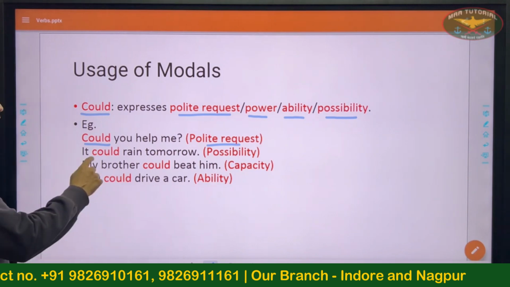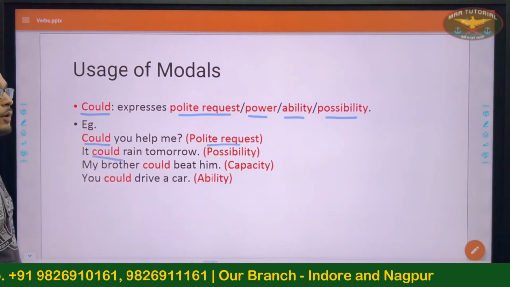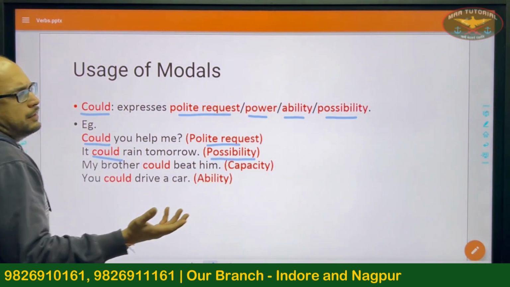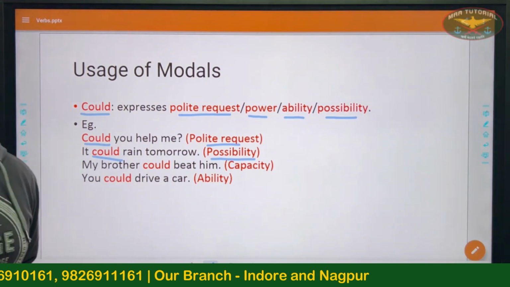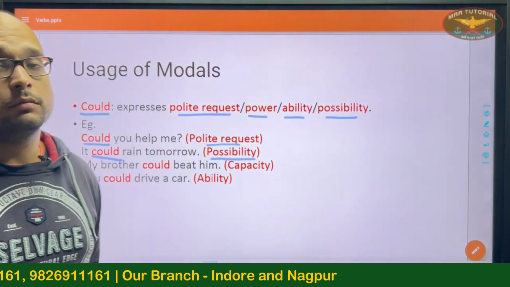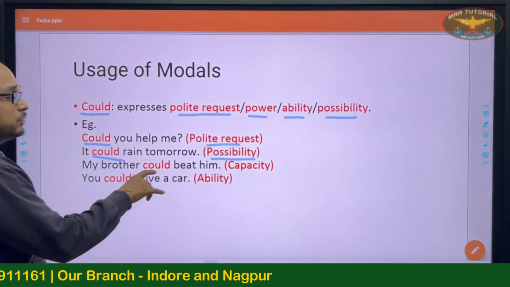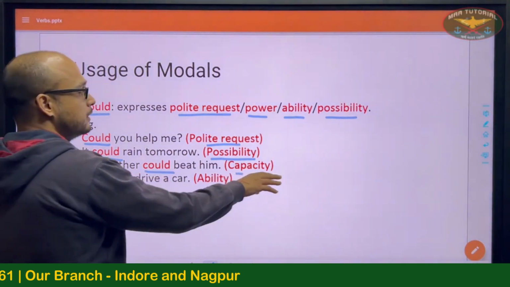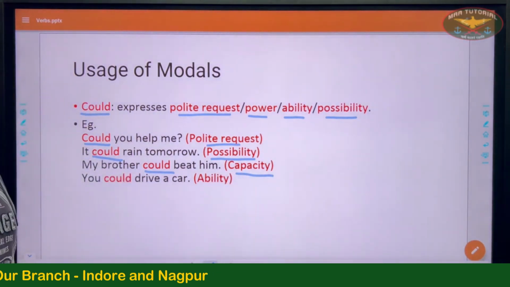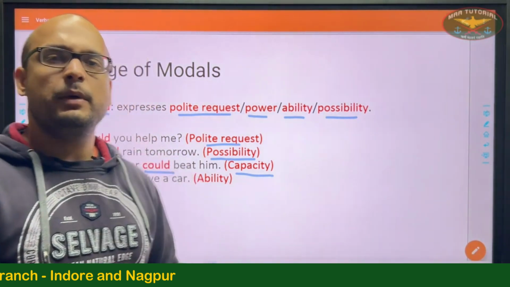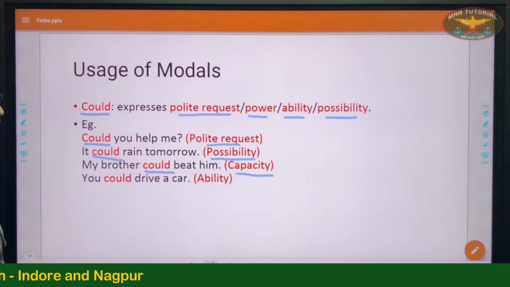It could rain tomorrow. We're talking about possibility. Maybe it will rain tomorrow, maybe it will not. There is a possibility that it will rain tomorrow. My brother could beat him. We're talking about capacity. My brother is capable enough to beat him.